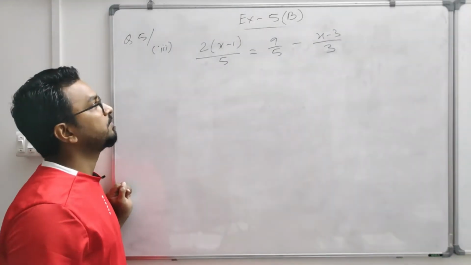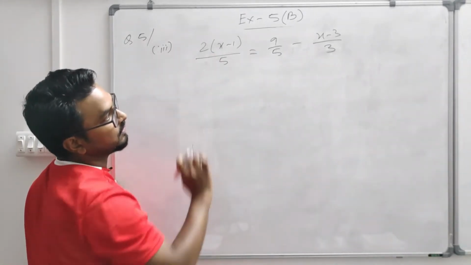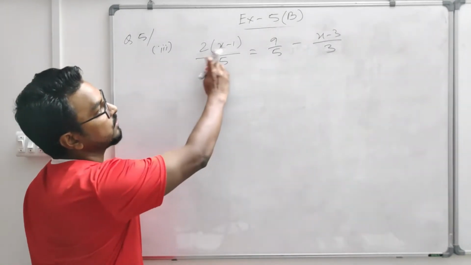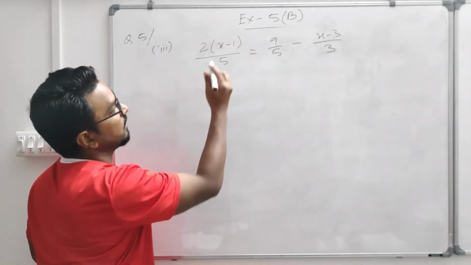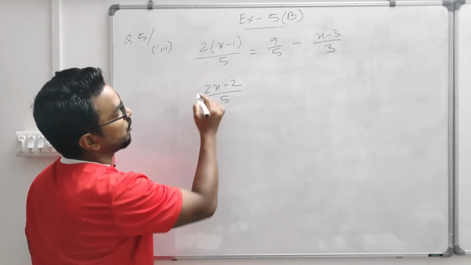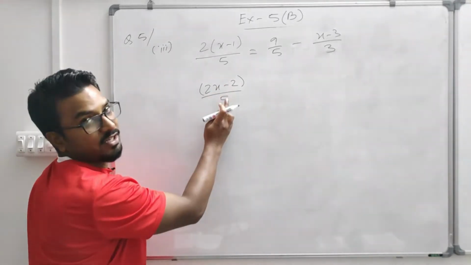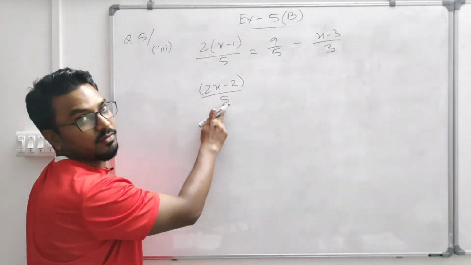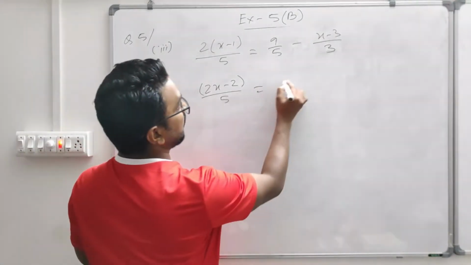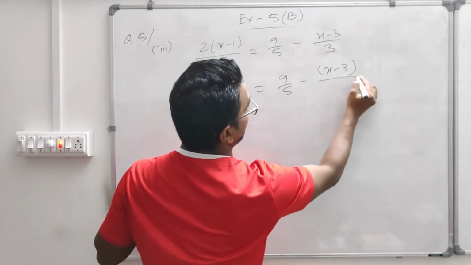So the next question is given, 2 bracket x minus 1 divided by 5 is equal to 9 by 5 minus x minus 3. Okay. So what we will do, first we will open this bracket. If you open this bracket, how much you will get? 2x minus 2 by 5. So always try to put this in bracket. Okay. Because the binomial is divided by only one term, by 5. So better you put it in bracket. Okay. And 9 by 5 minus this also you put in bracket.